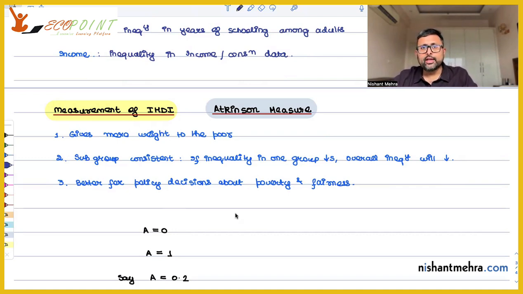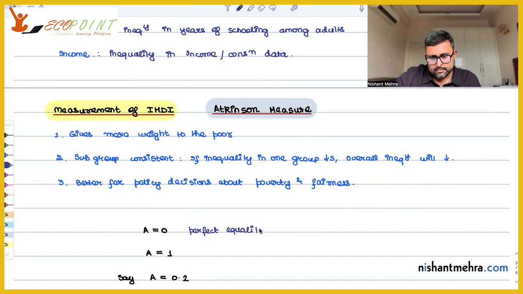You will come to know which regions are doing better or worse, and which groups you have to target with policy so that you can help them better. If A is equal to 0, there is perfect equality. Everyone has the same income. If A is equal to 1, then it is a very unequal society, so wealth is concentrated in the hands of a few.